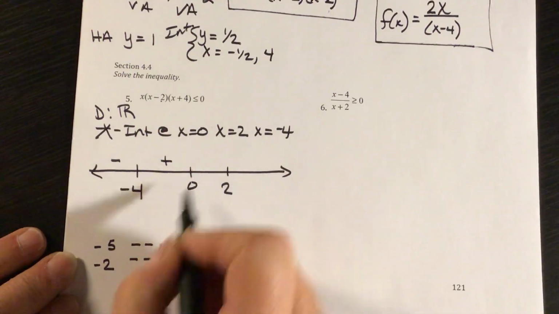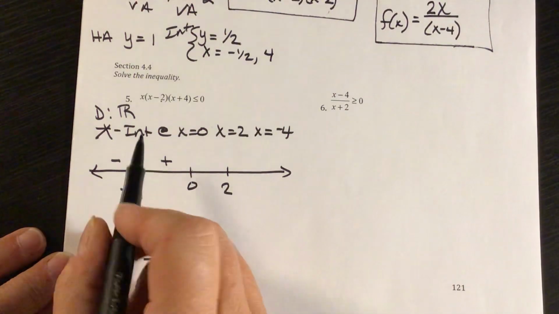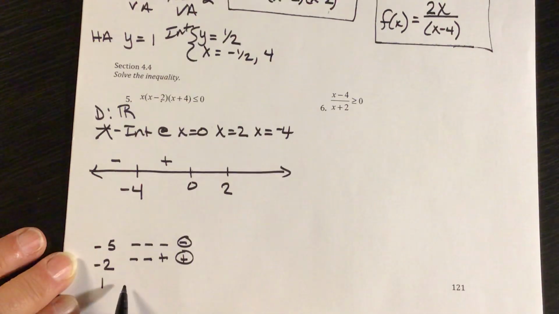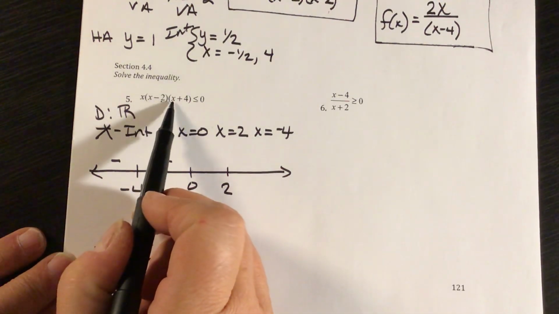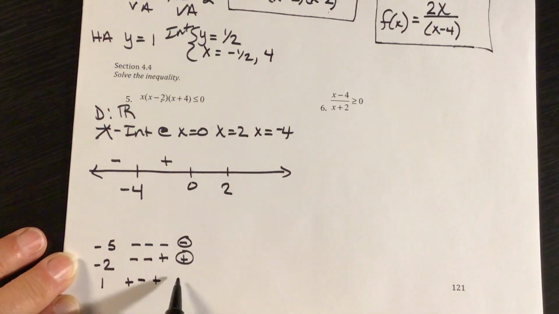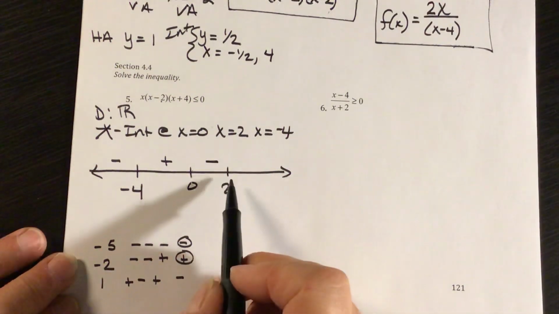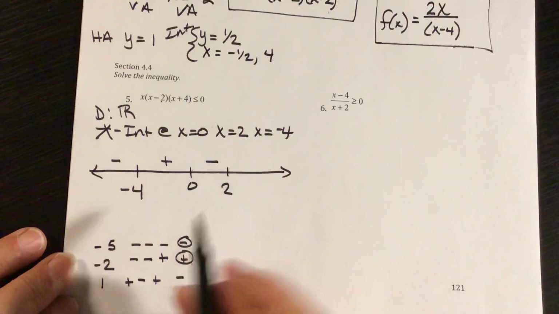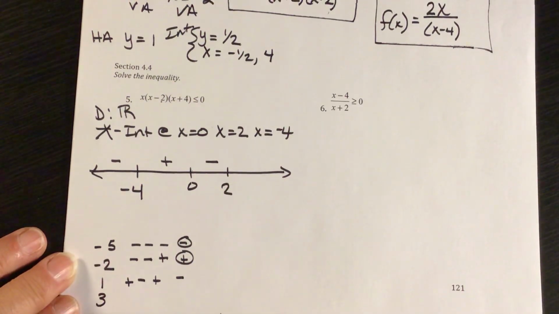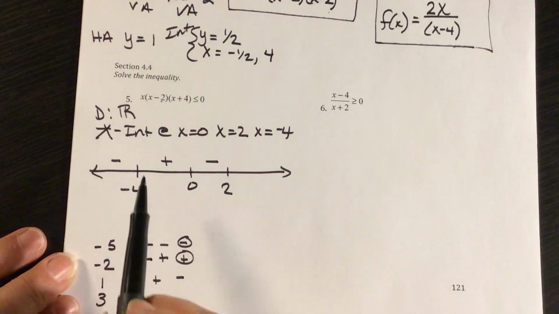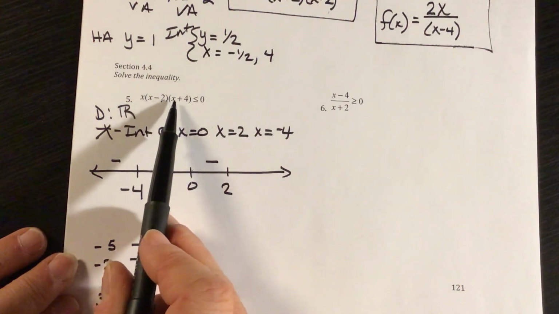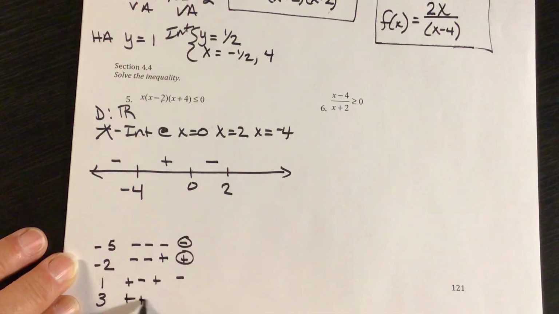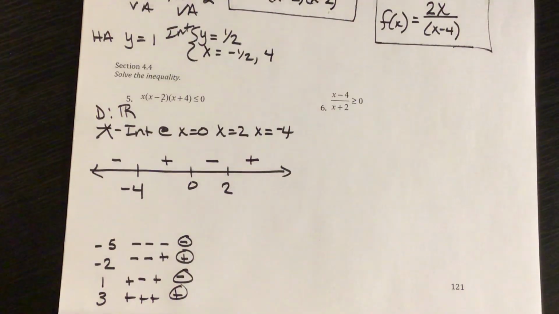Between 0 and 2, how about x is 1? Plug in 1, I have a positive 1. 1 minus 2 is negative, and 1 plus 4 is positive. So this is negative. And something bigger than 2 is like 3. So if I plug in 3, it's positive. 3 minus 2 is +1. 3 plus 4 is positive. So this is 3 positives. So I have a positive over here.